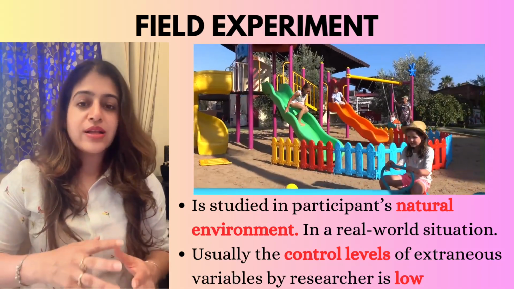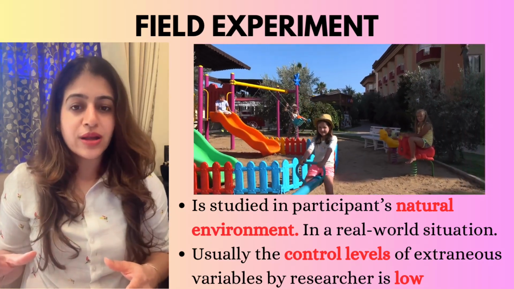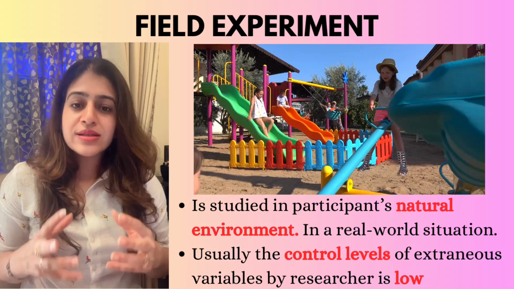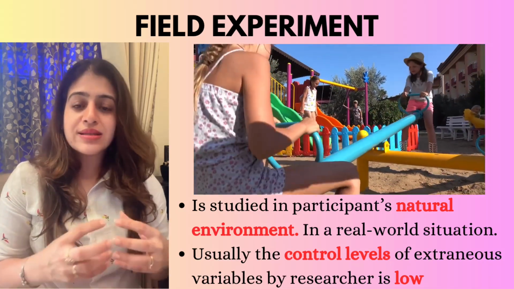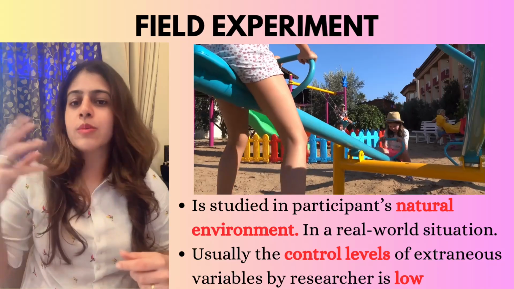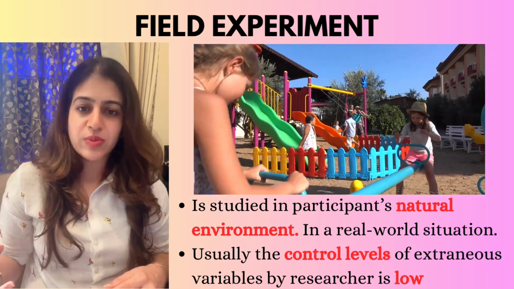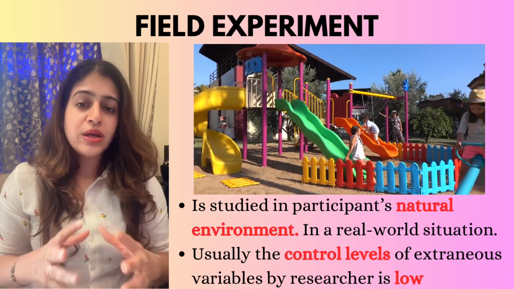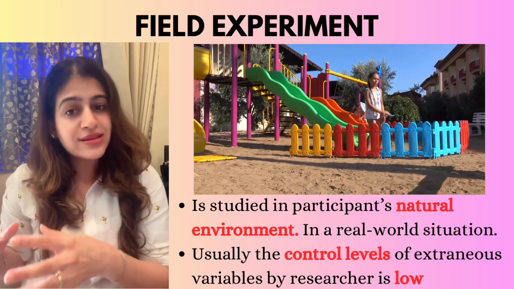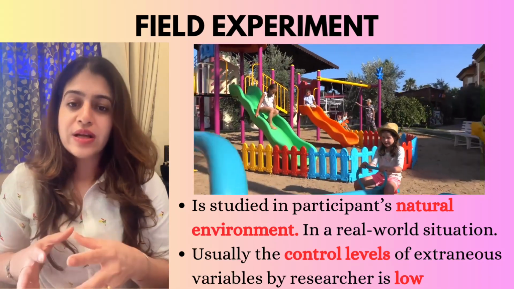So for example, I'll just take the same example that I took for the lab experiment, calling children and seeing their behavior. So instead of calling these kids to my house and noting down all their behaviors, I plan to go to some random park and see all these behaviors there. So this would be the kids playing in their own natural environment, in their real world setting. So this will be called a field experiment.